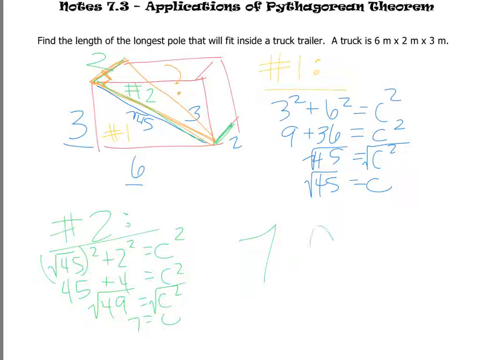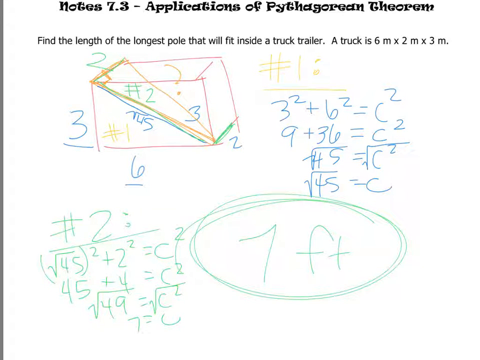So the pole is going to be 7 feet. That is the largest pole we can put inside the truck trailer.